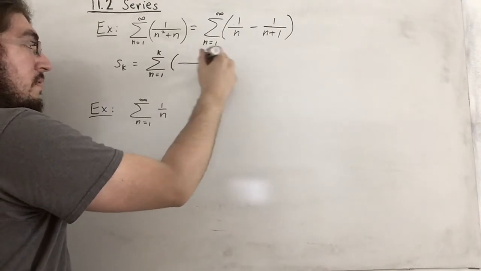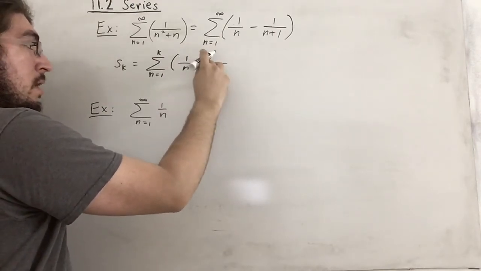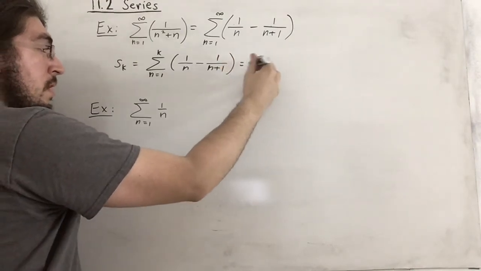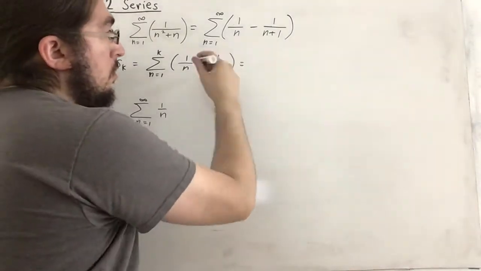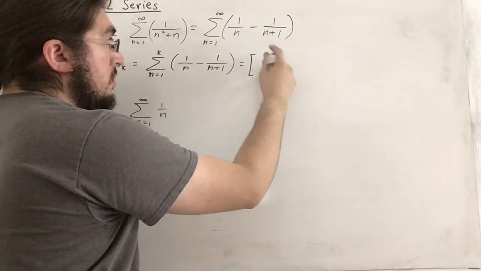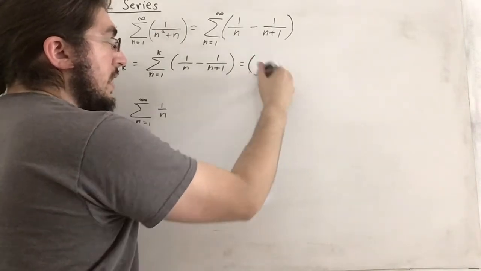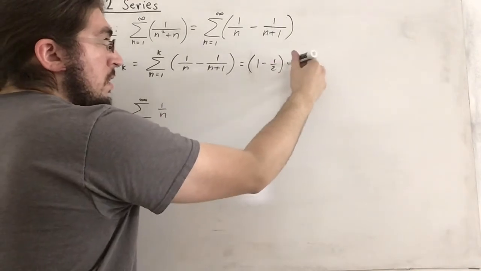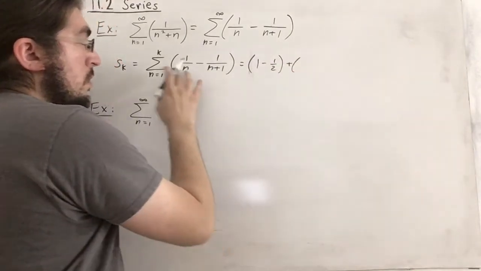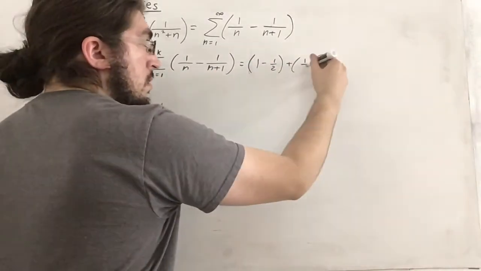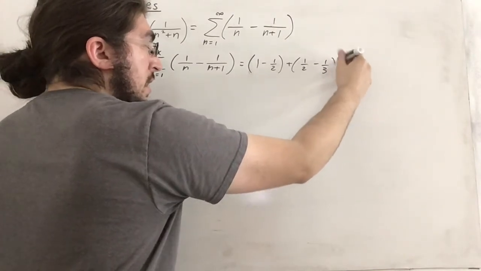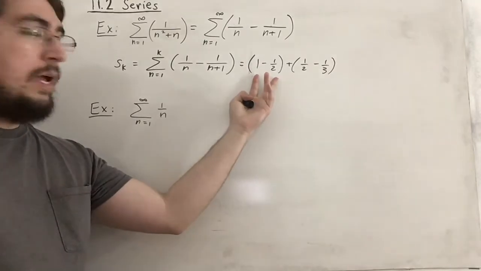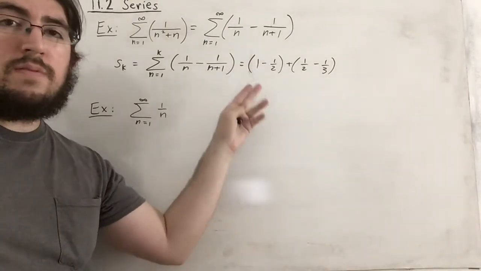of this, 1 over n minus 1 over n plus 1, well, let's see. If we actually write it out, the first term, let me use parentheses, we get 1 over 1 minus 1 over 2, plus 1 over 2 minus 1 over 3. So that's basically how this is going to look. We start by plugging in 1, and we get 1 over 1 minus the next one, 1 over 2.